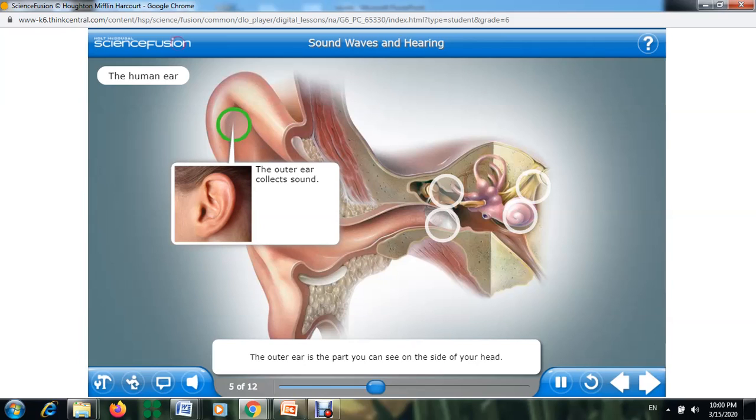The outer ear is the part you can see on the side of your head. Its shape helps funnel sound into the middle ear. The middle ear is inside your head. Notice how the outer ear is bigger on one end to collect the sound waves, while the entry to the canal leading to the middle ear is much smaller.